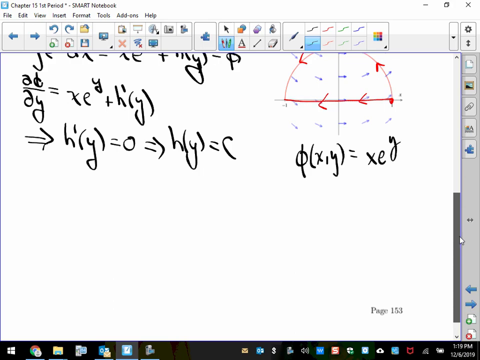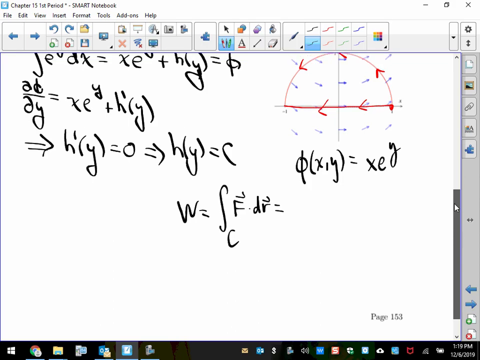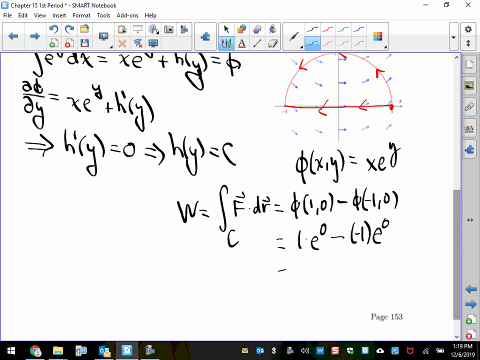And so if we want to calculate the work done by the field here over this path, we can choose whatever path we want. In this case, I'm just going to say phi at the point 1, 0 minus phi at the point -1, 0. So this is going to be x is 1 times e to the 0 minus x times e to the 0. So this is 1 minus -1 or 2. So no matter how you evaluated the path here, you should get a 2 along this path.